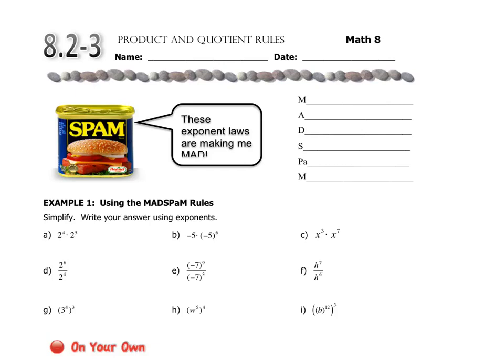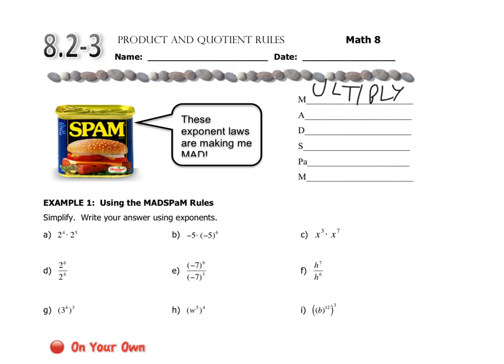Today we're going to talk about product and quotient rules with our exponents. There's this kind of crazy acronym we use for trying to remember some of these rules called MAD SPAM. If you don't remember SPAM, it's a canned meat back from the old days. So MAD SPAM is going to help us remember some of these rules.